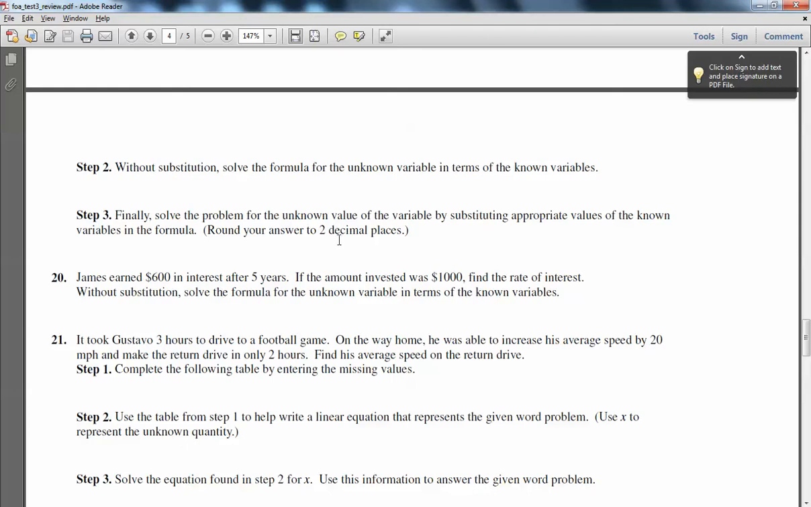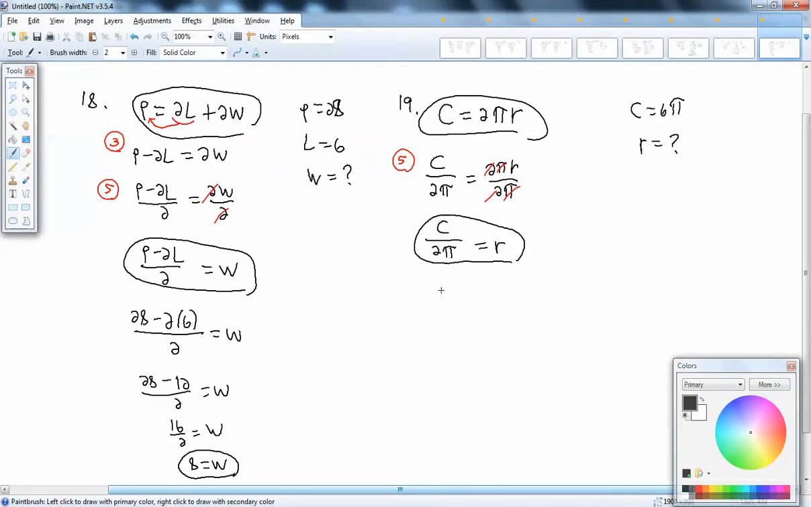And then part 3 says find what they really want. Round your answer to 2 decimal places. Okay, so we said C was 6 pi. So put 6 pi in for the C over 2 pi is equal to r. Pi is going to cancel, and 6 divided by 2 is 3, so we got r is equal to 3.